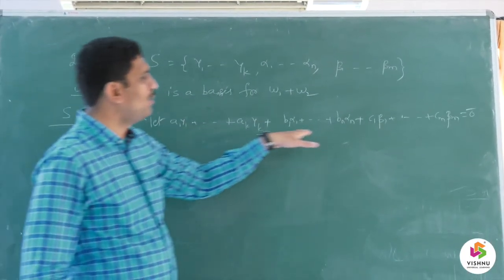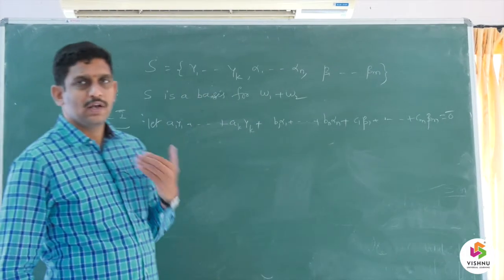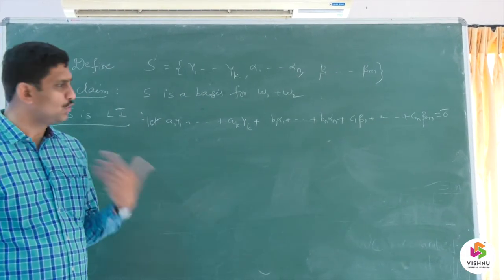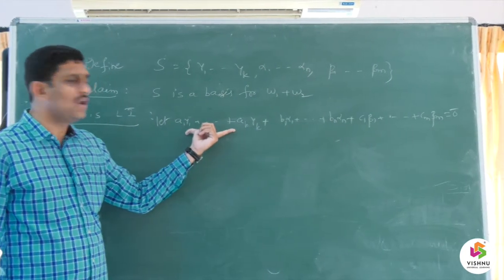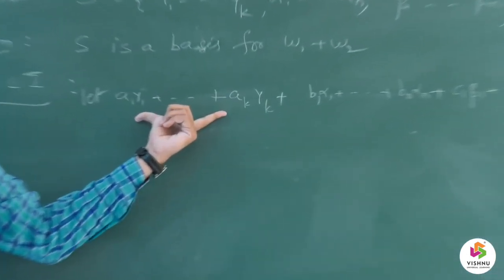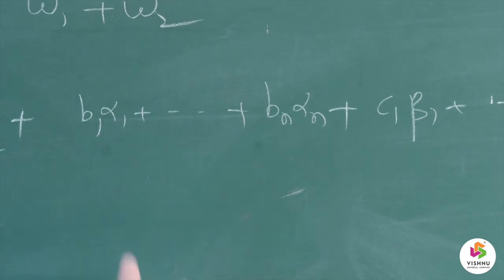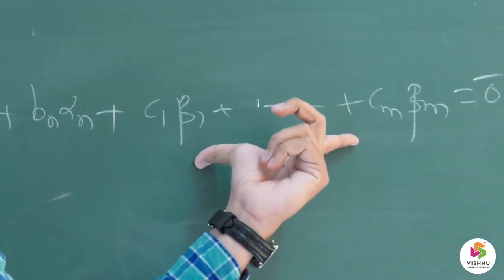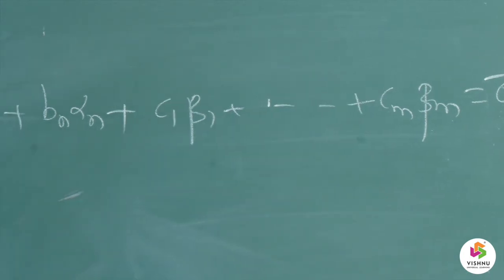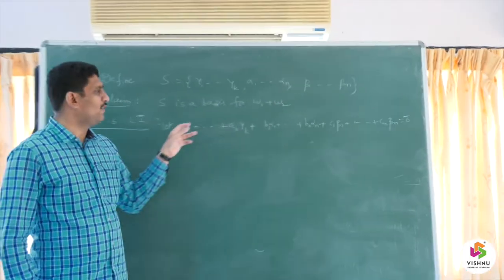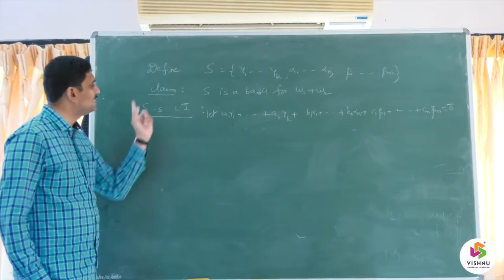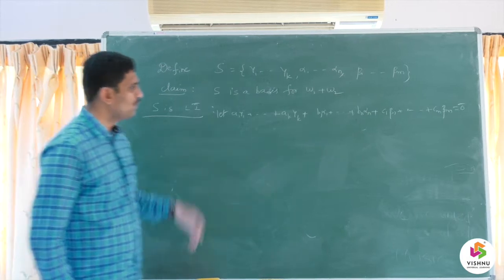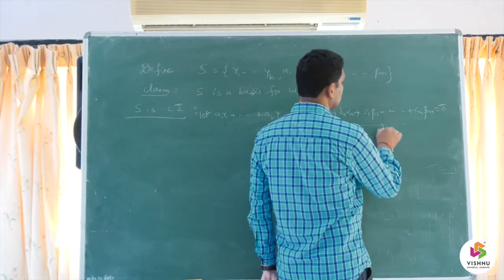So I have written a linear combination which is equal to 0. Now it is my responsibility to show that all the scalars must be 0. So I have to show that all the scalars a1, a2, so on ak are becoming 0. All the scalars b1, b2, so on bn will become 0. All the scalars c1, c2, so on cm will become 0. So if I prove that, then I have taken a linear combination in which all the scalars are 0, which gives that S is a linearly independent set. Okay. So first of all, I will give a number for this representation. Let us take this is 1.